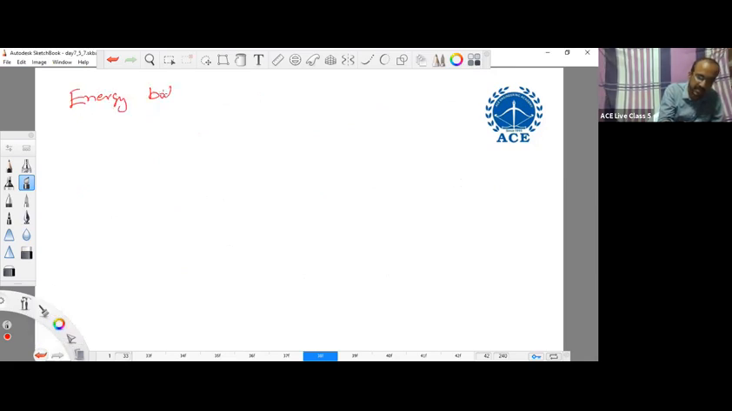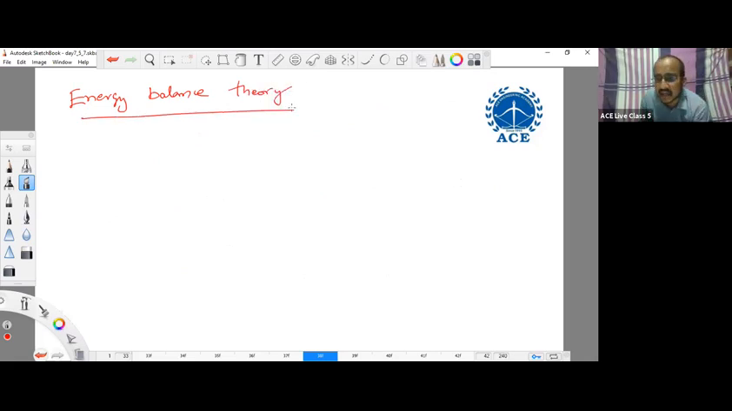How does this energy balance theory state that the arc is being quenched? What is the condition that must be satisfied for quenching of the arc? So here the arc is finally existing due to what? Temperature effect or thermal ionization. So for quenching of the arc, what condition is to be satisfied?